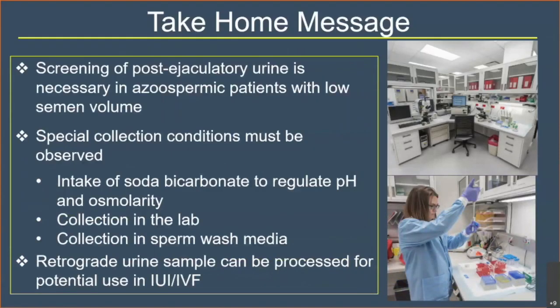My take-home key points are that screening of post-ejaculatory urine is necessary in azoospermic patients with low semen volume. It's important to observe special collection conditions, including intake of soda bicarb to regulate pH and osmolarity. The collection has to happen in the lab. The urine sample has to be collected in sperm wash media. And finally, the retrograde urine sample can be processed for potential use in IUI and IVF. On the right side, you see the technologist preparing a retrograde urine sample. Next slide.